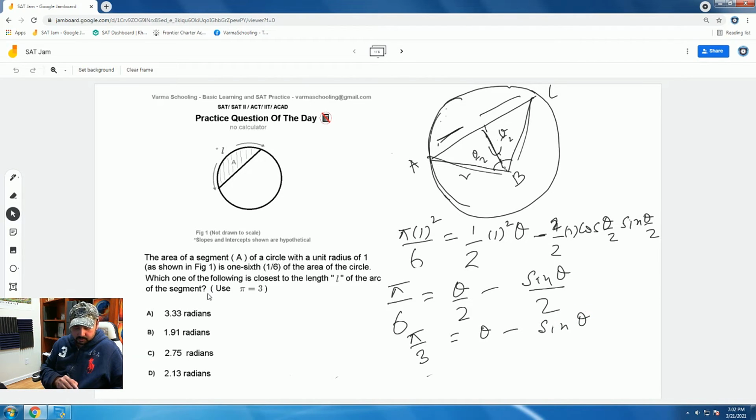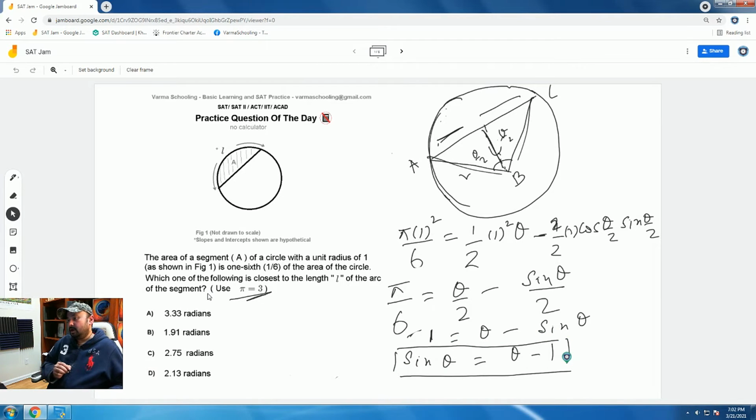They're telling us to use the value of pi as 3. They want it approximated. So this side is going to become 3 divided by 3, which is 1. Now we rearrange this equation: sine theta equals theta minus 1. So in the end, we reach this identity. Now, how do we go from there? What do we do now? It's not algebra, it's sine and cosine. You can't just do an inverse sine and figure that out.